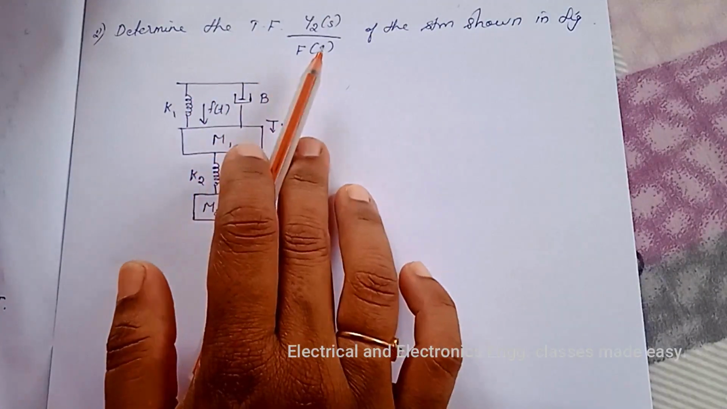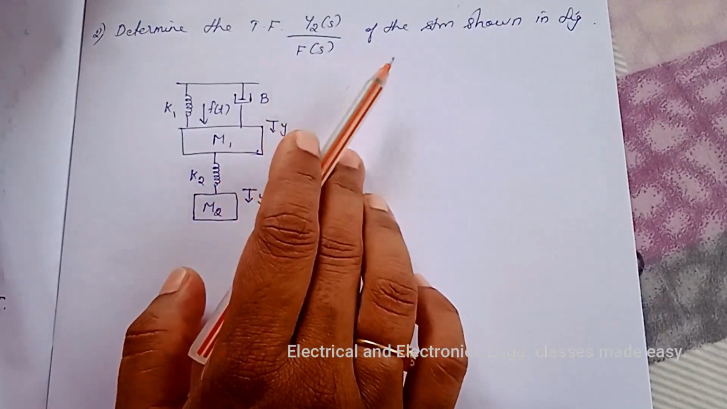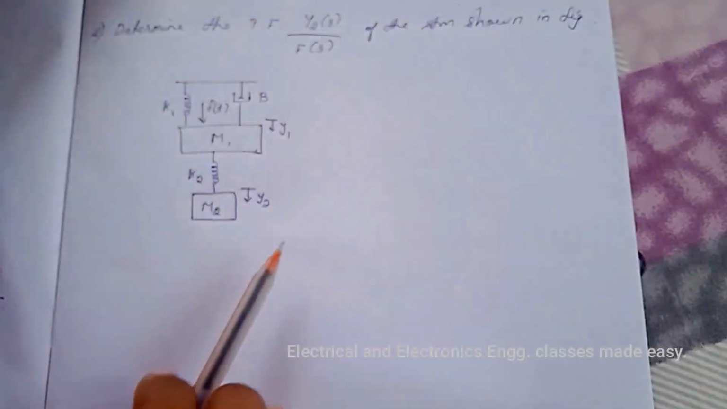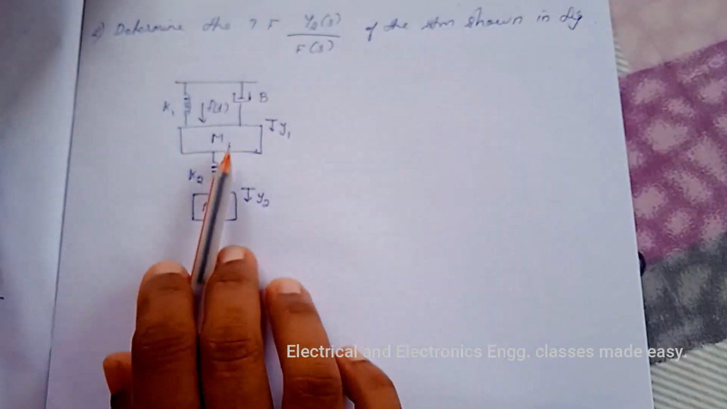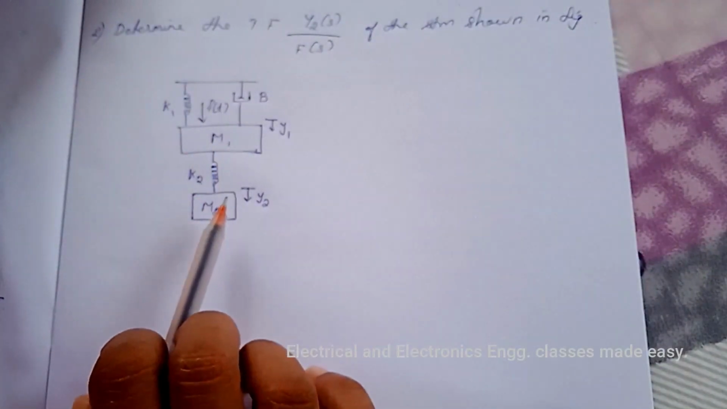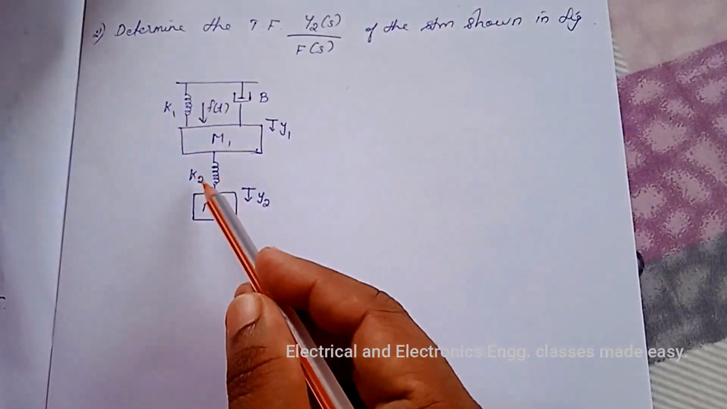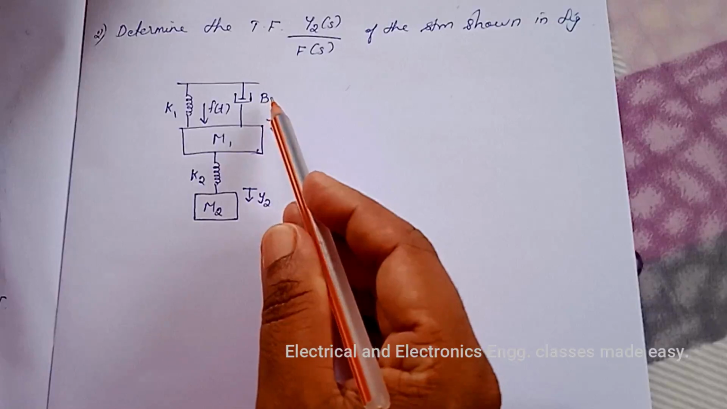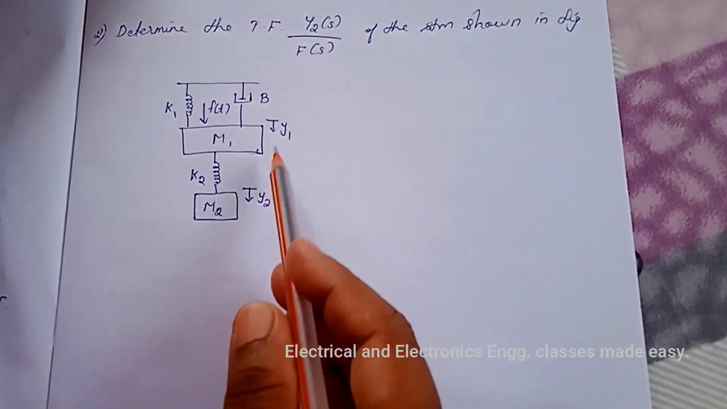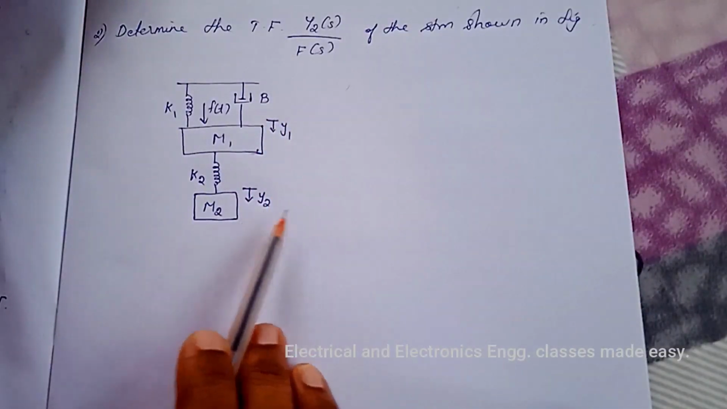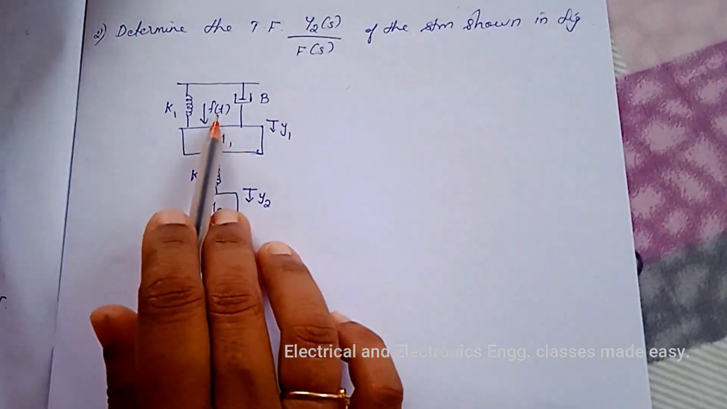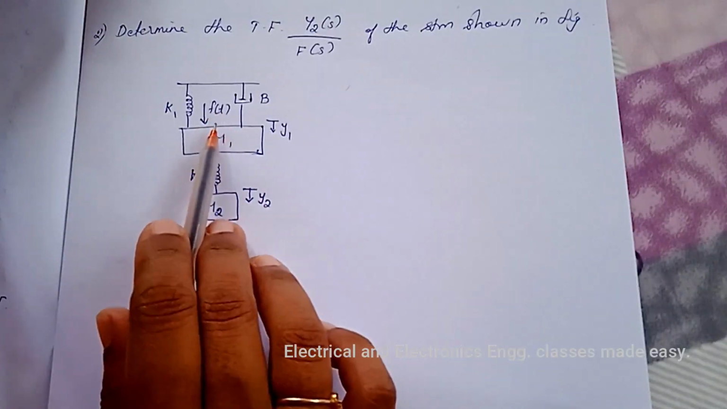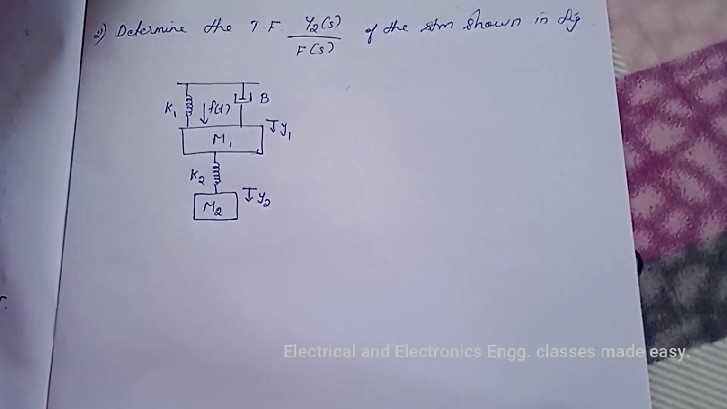Determine the transfer function Y2(s) divided by F(s) of the system shown in the figure. So this is the figure given. M1, M2 are the two masses given. K1 and K2 are the stiffness of the springs. Then B is the viscous friction coefficient. Y1 and Y2 are the two displacements. And F(t) is the applied force.